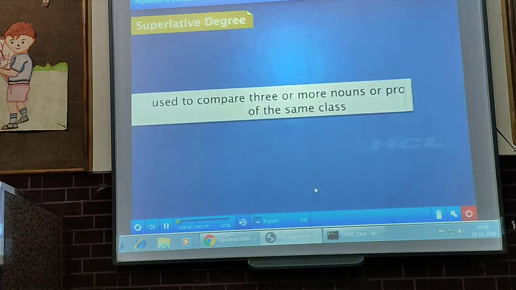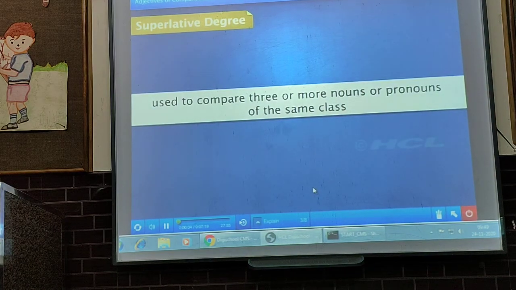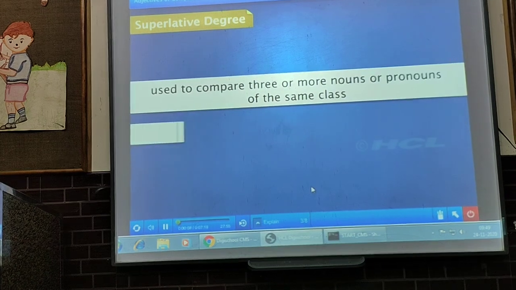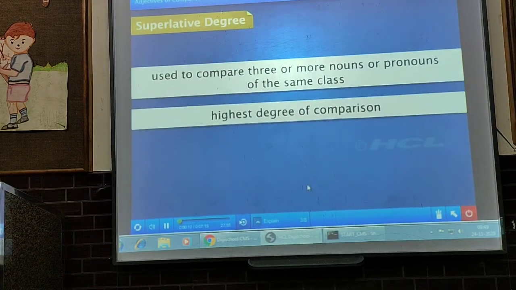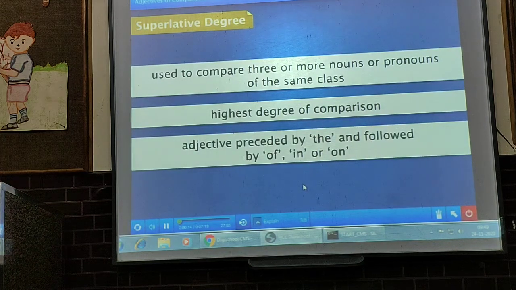The superlative degree is used to compare three or more nouns or pronouns of the same class. The superlative form of the adjective is the highest degree of comparison. The adjective in the superlative degree is usually preceded by the article the.